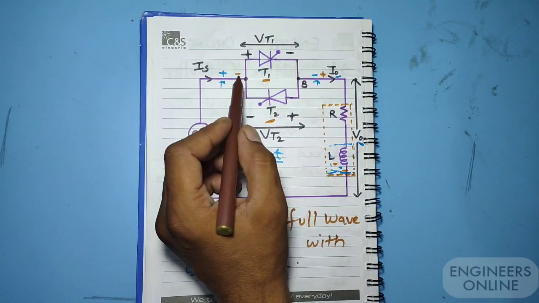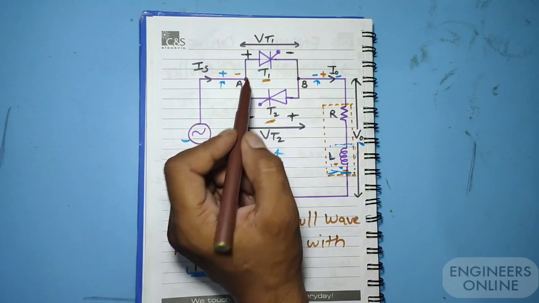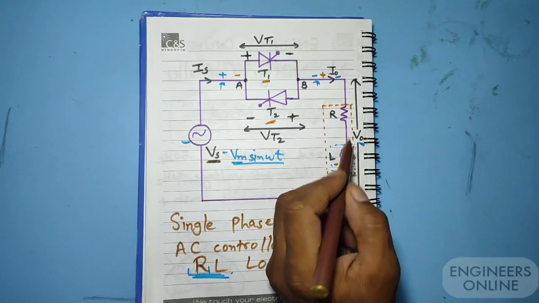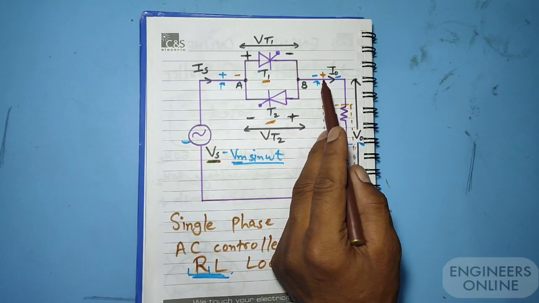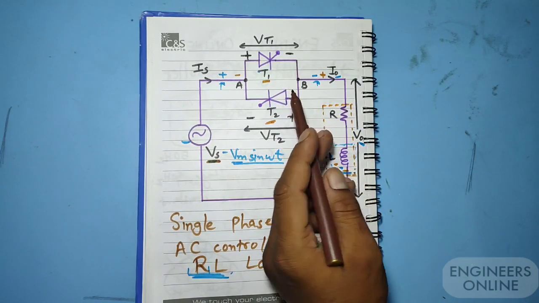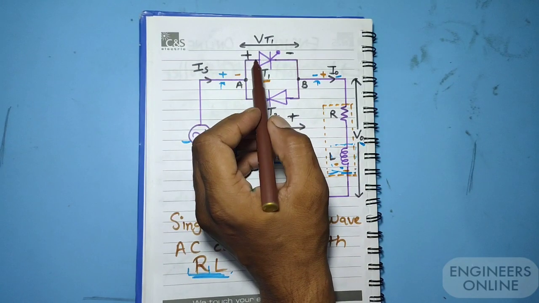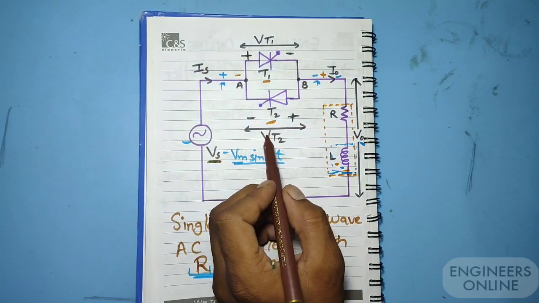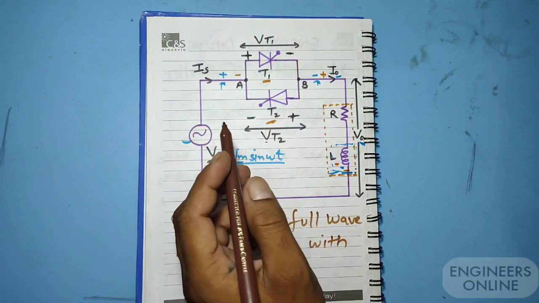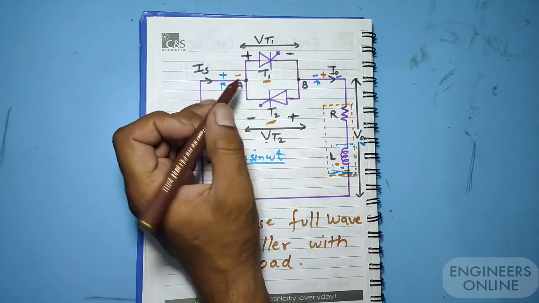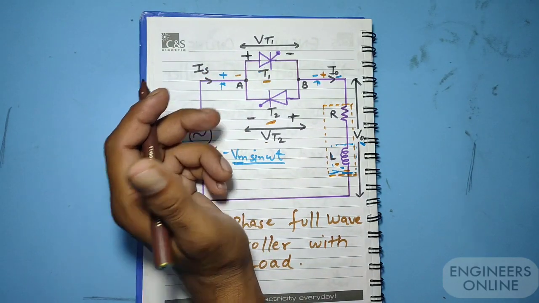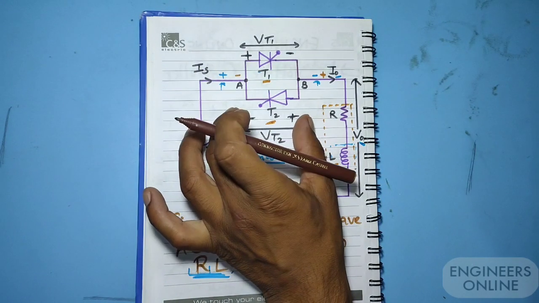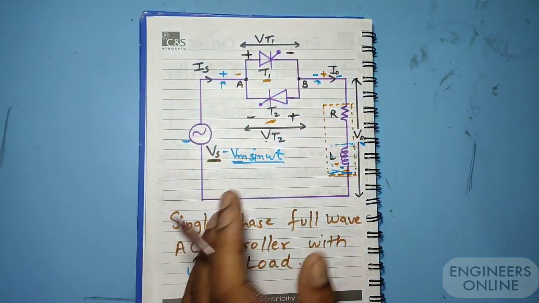These two are thyristors T1 and T2, V0 is the output voltage across this load, and I0 is the output current which will flow through this load. There will be some potential difference across these thyristors. For T1 it is Vt1 and for T2 it is Vt2. Both thyristors are connected in anti-parallel to each other. In the previous video I have explained how these two thyristors are connected in anti-parallel.